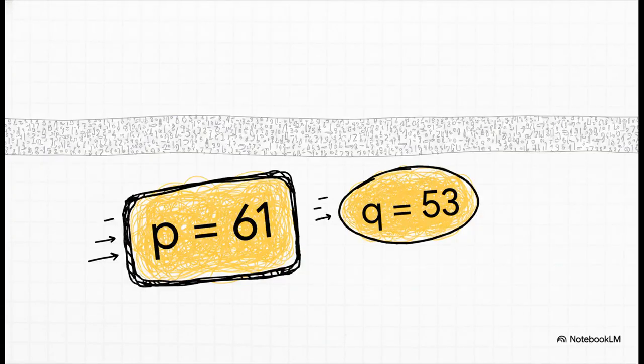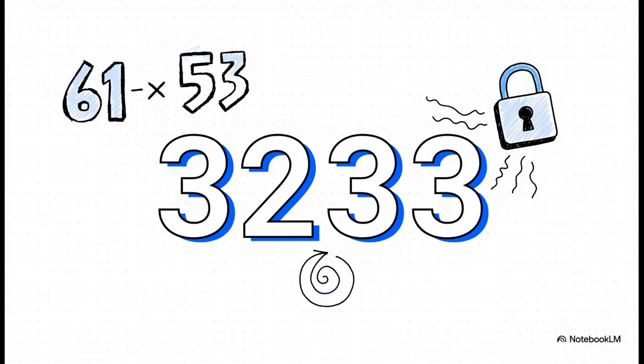Okay, theory is great, but let's actually see it work with some numbers we can wrap our heads around. We'll pick 2 prime numbers, p equals 61 and q equals 53. Just keep in mind, in the real world, these numbers would have hundreds of digits each. First up, we calculate our modulus, n. Super easy. We just multiply our 2 primes together. So 61 times 53 gives us 3,233.